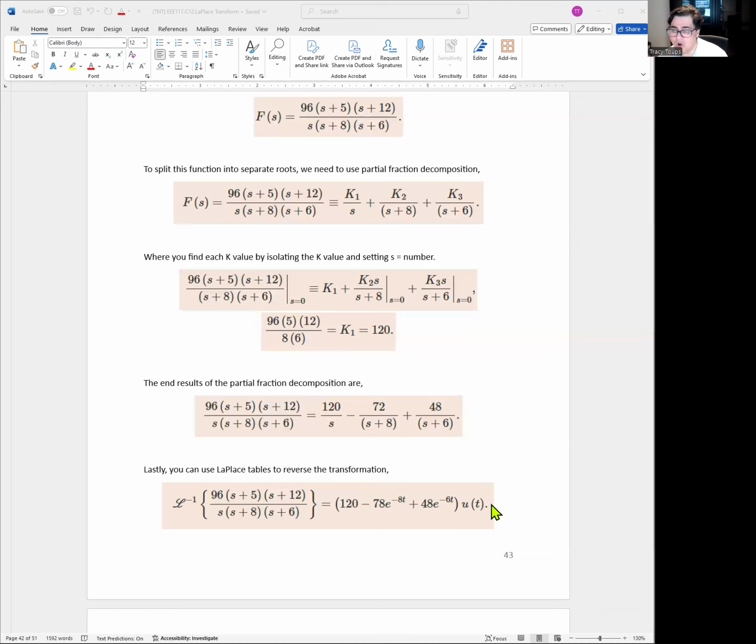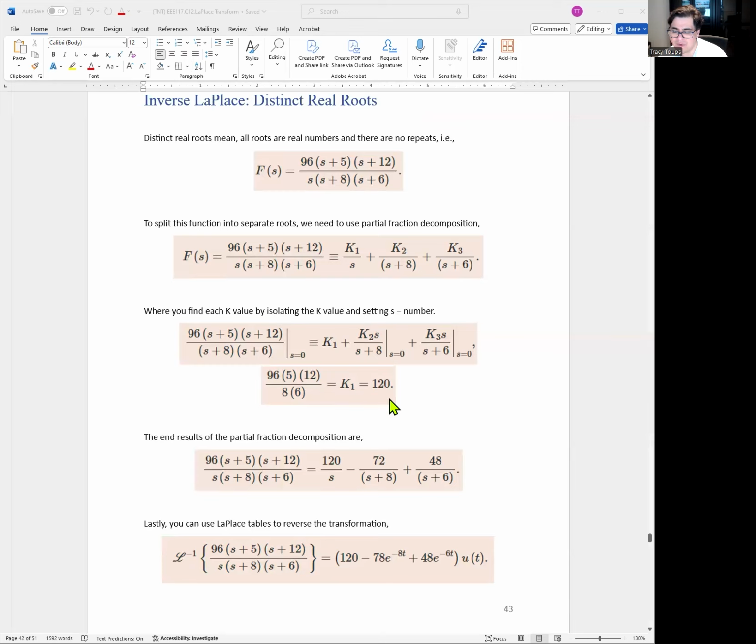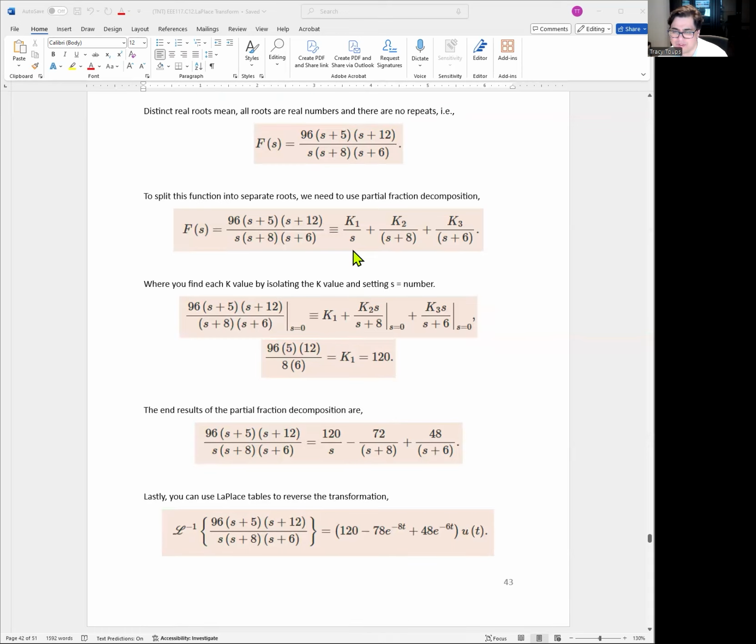Okay. All partial fraction decomposition questions or answers will always split up these roots, and then you'll use your inverse Laplace table and just do the opposite. Go from the right-hand column back to the left-hand column. Okay, and this is our original answer: 120 minus 72 e to the negative 8t plus 48 e to the negative 6t.